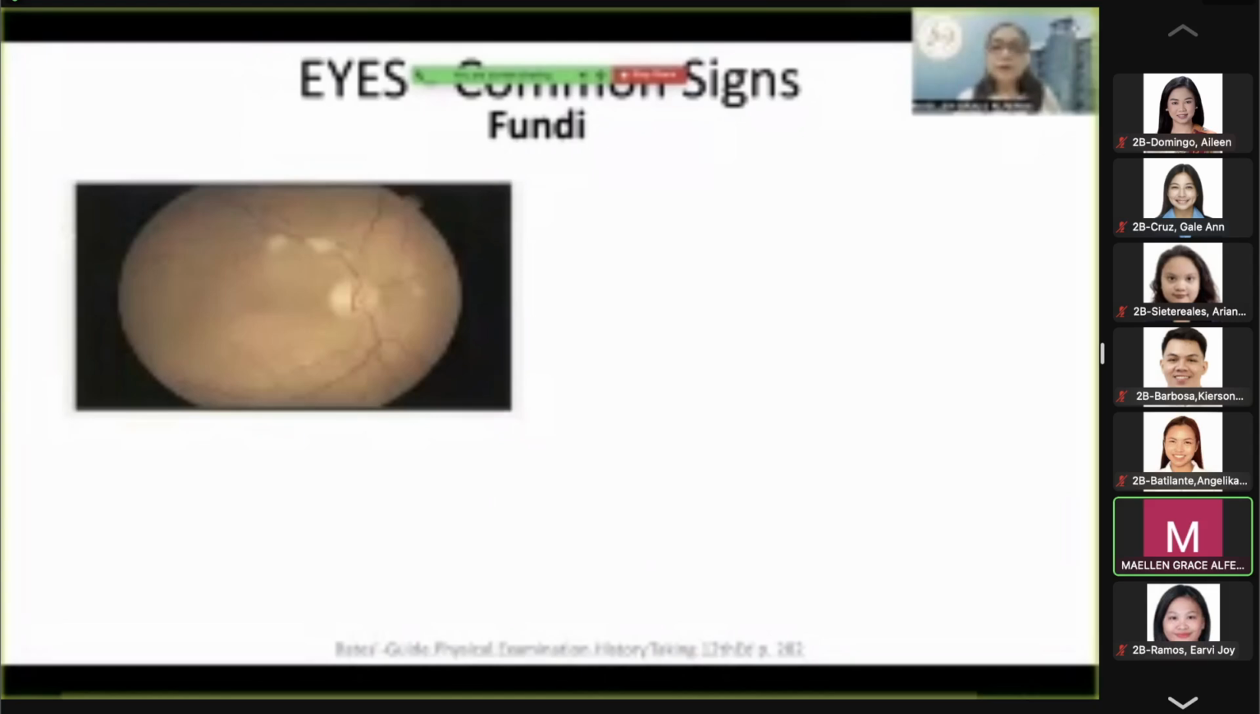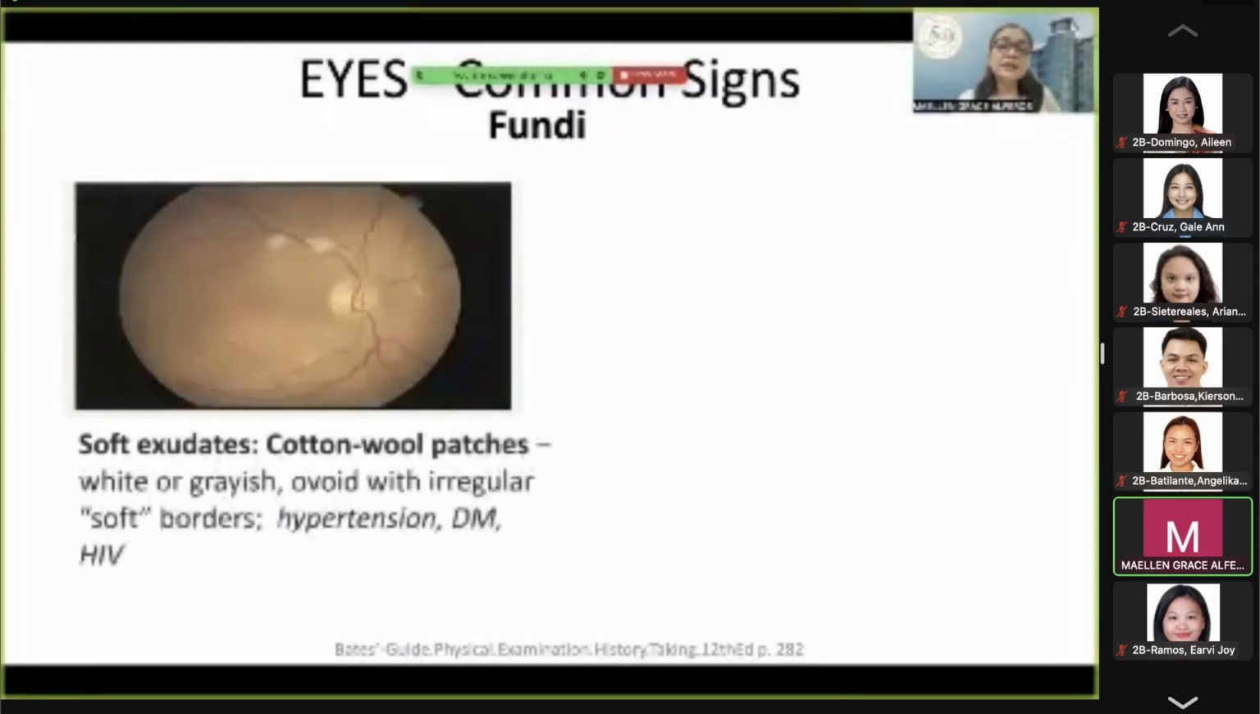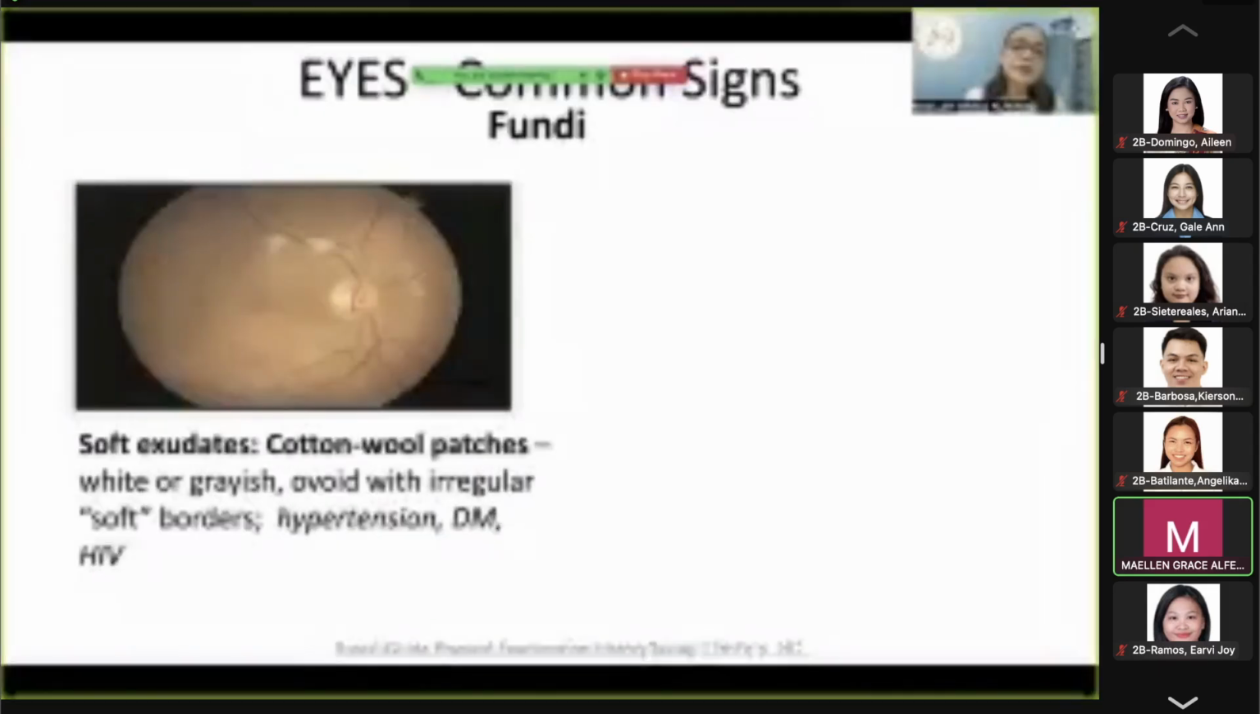Okay, now some of the vessels can get leaky and will form exudates. And this is an example of exudate wherein you see the exudates to be soft. It's like cotton. So parang siyang mga bulak, no? Patches in your retina. They can be white or grayish, ovoid with irregular or what we call soft borders. And this occurs in hypertension, diabetes, and sometimes HIV.